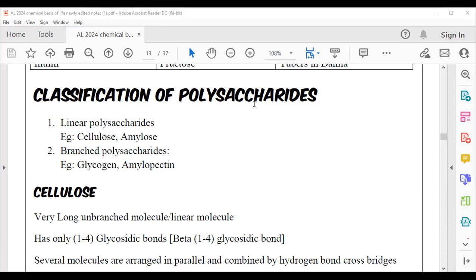For branched polysaccharides, include hemicellulose as an additional example. That is the syllabus.